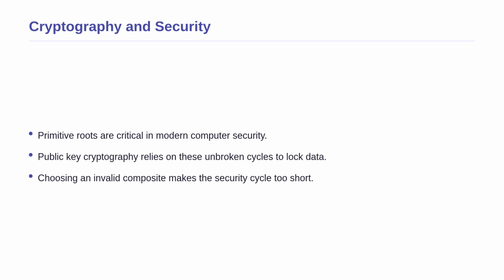You might wonder why these unbroken cycles matter outside of pure mathematics. Understanding which composite numbers have primitive roots is absolutely critical in modern computer security. When you send a secure message online, your computer often uses a system called public key cryptography to lock the data. These security systems rely on the predictable, unbroken cycles generated by primitive roots to mix up the data so hackers cannot read it. If a programmer accidentally chooses a composite number that lacks a primitive root, the security cycle will be too short and easily broken.